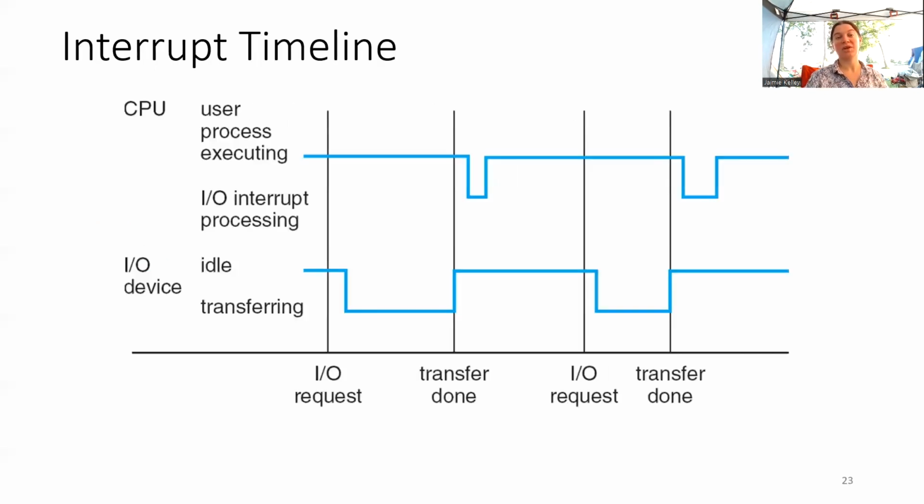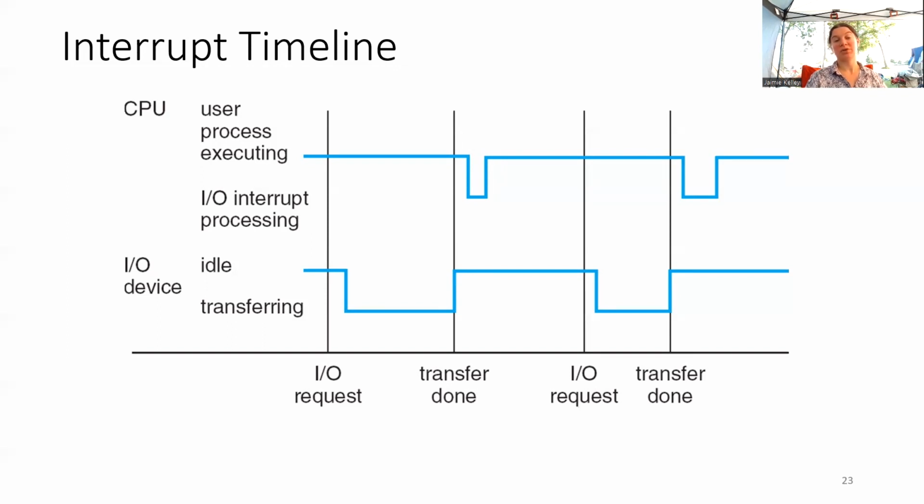So here's an example of what an interrupt timeline might look like. The top line is oscillating between the user process executing and some I/O interrupt processing. The I/O device is oscillating between being idle and transferring data. So the CPU can have a user process that is executing at the same time as the I/O device is transferring data from memory to the I/O device itself, or from the I/O device's local buffer to memory.